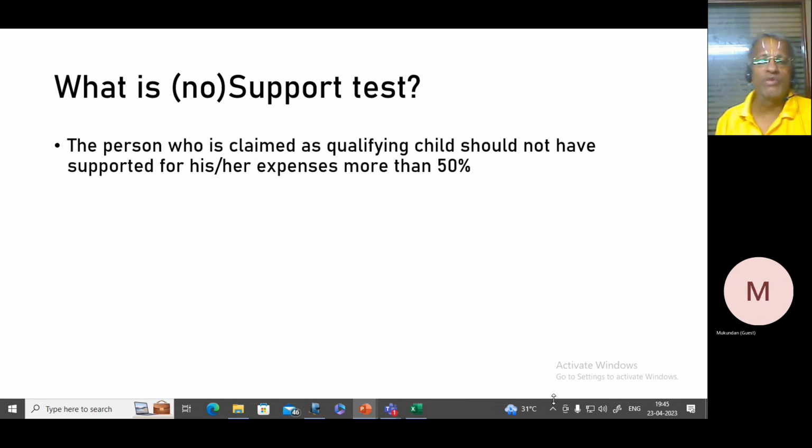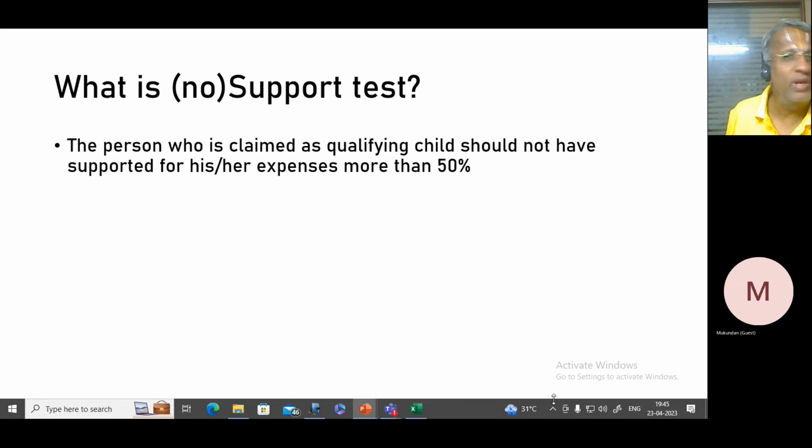The next, no support test. What is no support test? Remember that we are taking up CARS. There under A, we have taken up the full-time study, and for that we are having an extra discussion about 5 months and a full-time faculty.